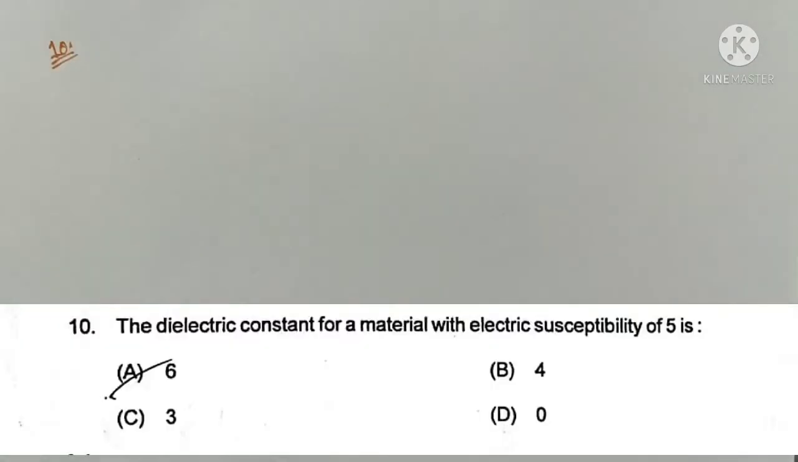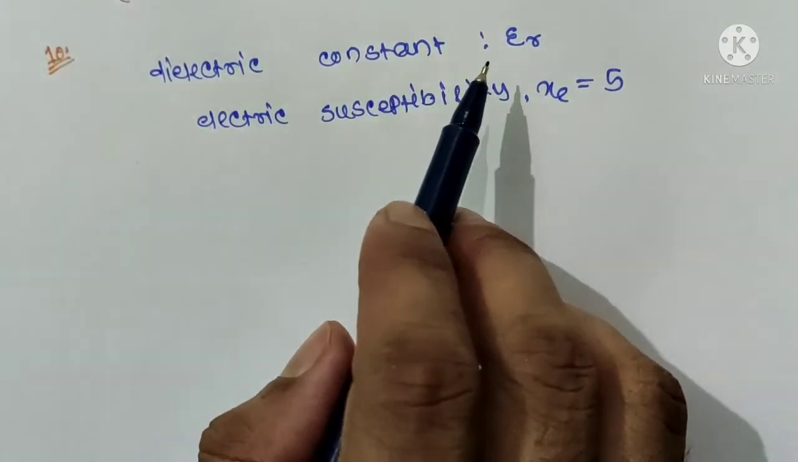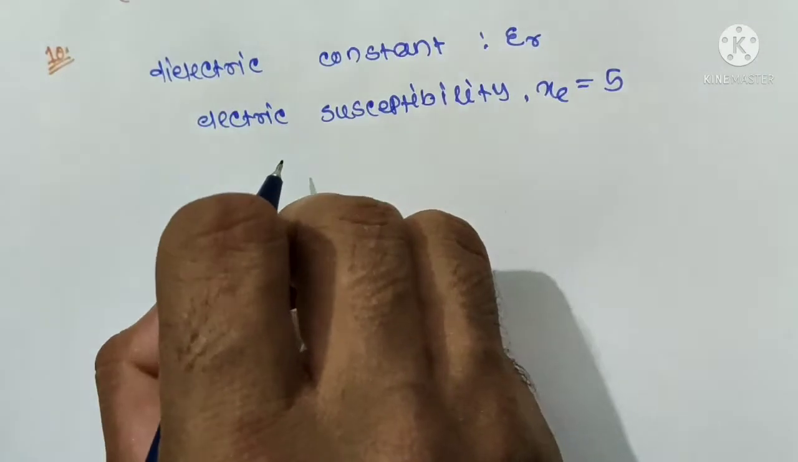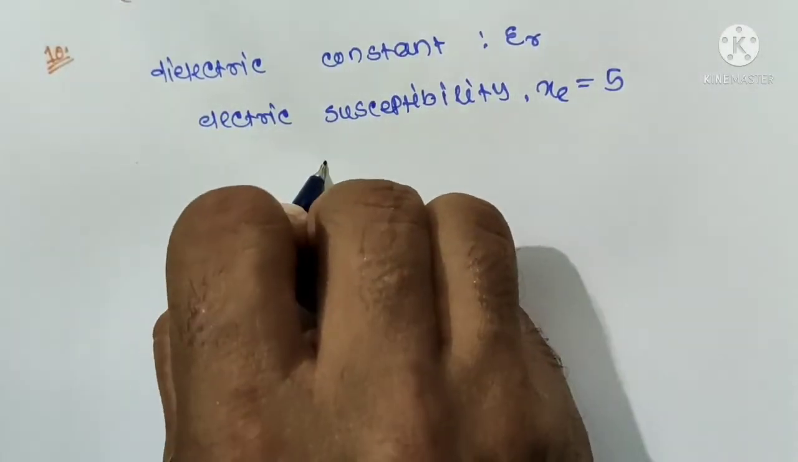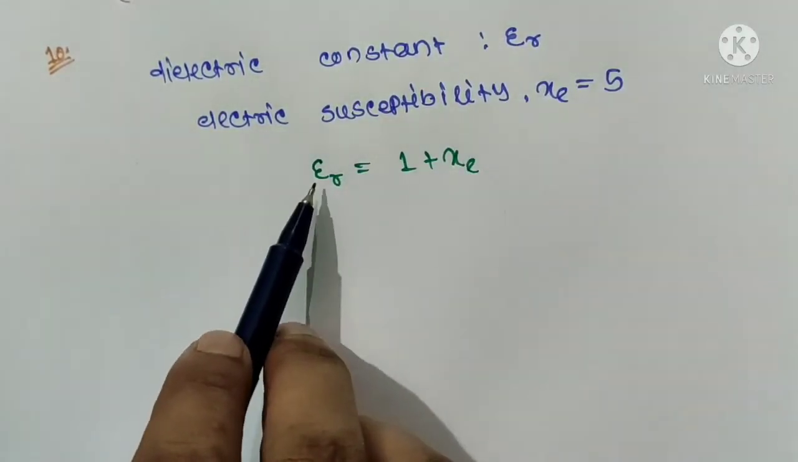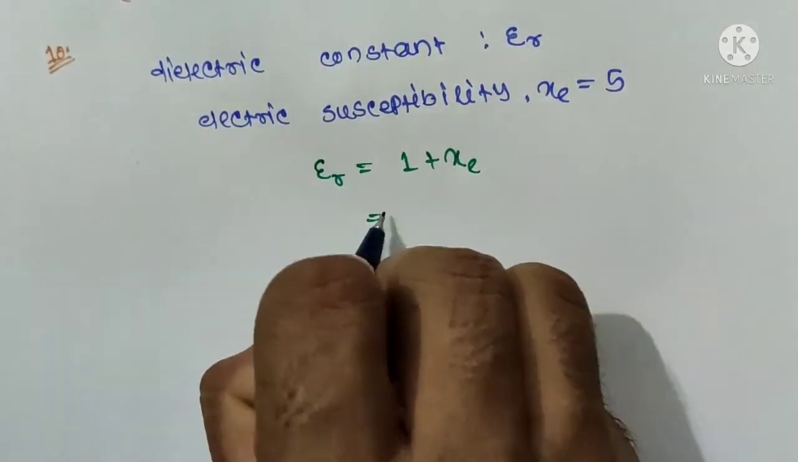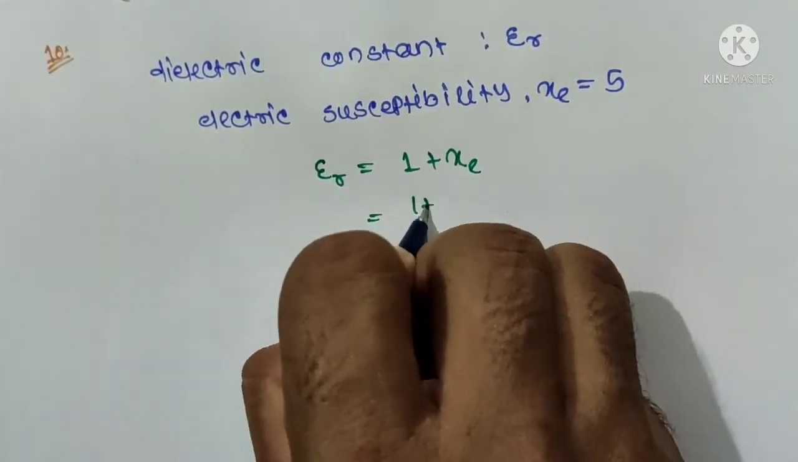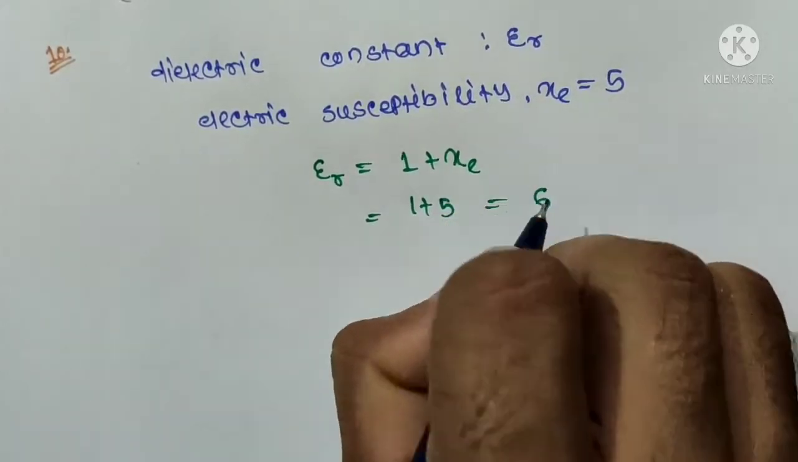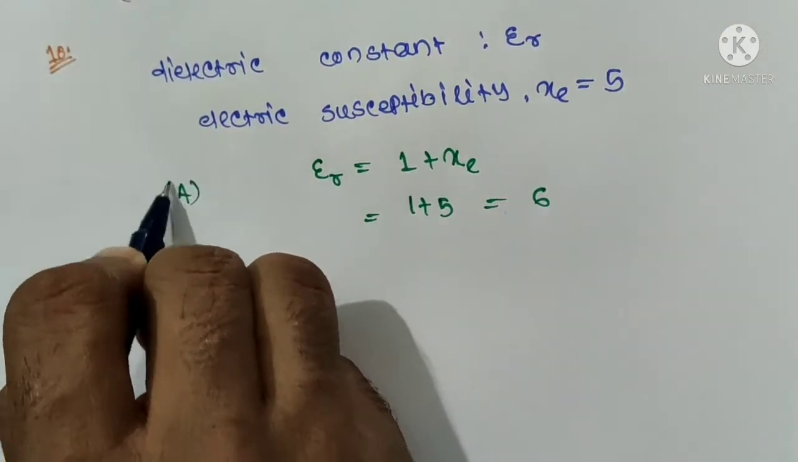Question number 10. The dielectric constant for a material with electric susceptibility of 5 is. So we have to find this dielectric constant, and we know the relation between dielectric constant and electric susceptibility is epsilon r equals to 1 plus chi e. देखो this epsilon r is also known as relative permittivity of medium. So here chi e is 5, so 1 plus 5 is equals to 6. So your dielectric constant for this material is 6. So your correct option is option A.